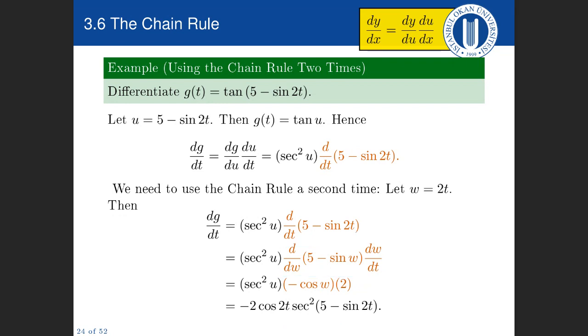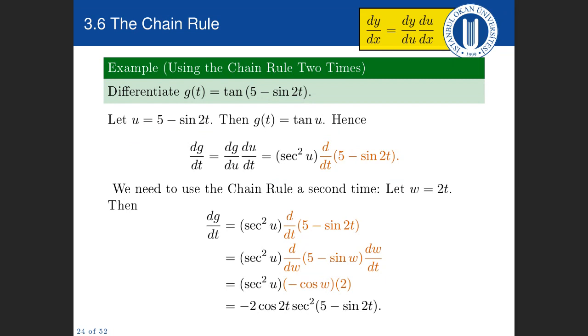Let me repeat this answer. I'm starting with tan of (5 minus sine 2t), and I want to split this into two functions. I want a function of a function. So I choose u is 5 minus sine 2t, and then g(t) is tan u. And I get down to dg/dt is sec squared u multiplied by d/dt of 5 minus sine 2t. At this point, I need to use the chain rule another time.